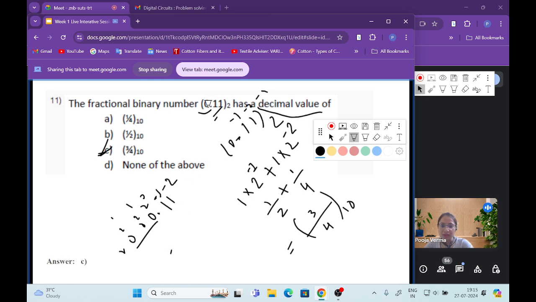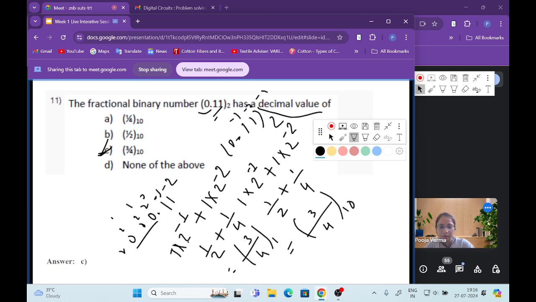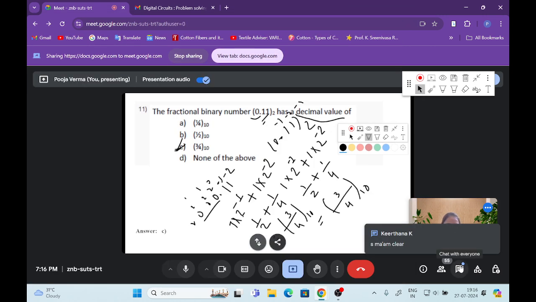As it is given after the point, 1 multiplied by 2 to the power -1, plus 1 multiplied by 2 to the power -2. 2 to the power -1 is 1 by 2, multiplied by 1, that is 1 by 2 only. And 2 to the power -2 is 1 by 4. If you add these, you will get 3 by 4. Have you got this now? Okay, great.